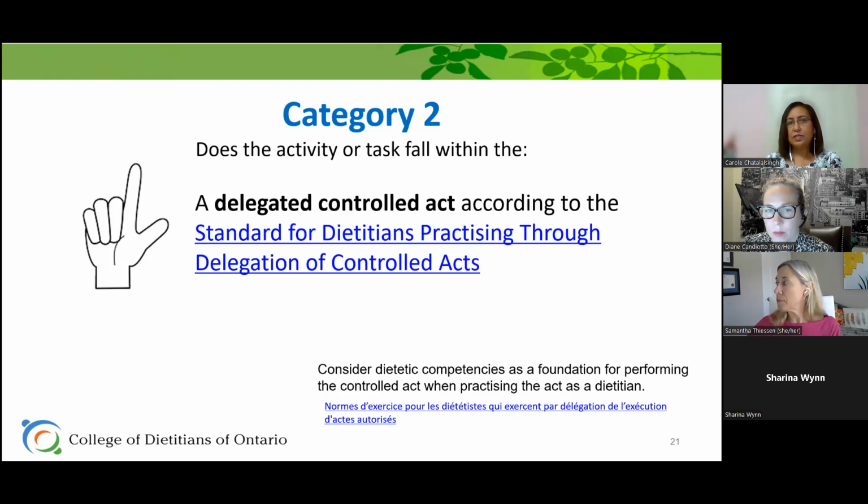It is essential to consider other dietetic competencies as the foundation for performing a controlled act when practicing the act as a dietitian. For example, dietitians cannot prescribe or communicate a diagnosis unless it's delegated to you. If you're adjusting insulin or communicating a diagnosis of diabetes, you can count this towards your practice hours if you have the appropriate delegation to do so.